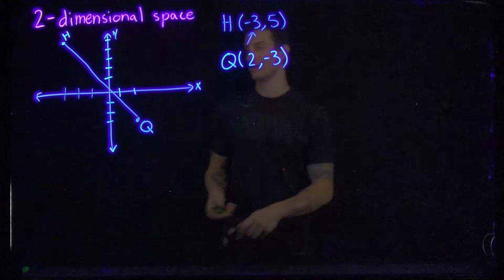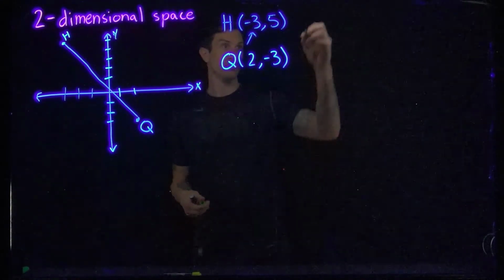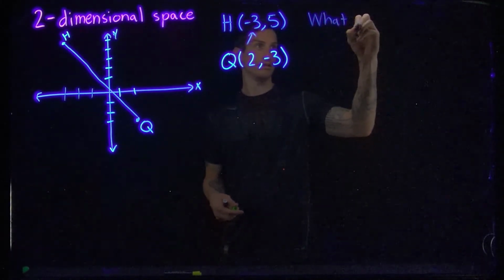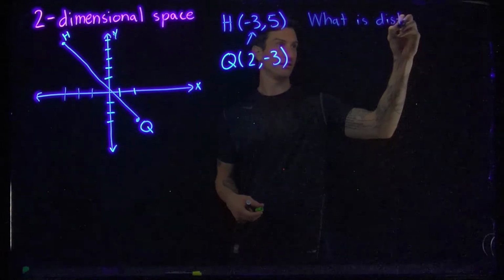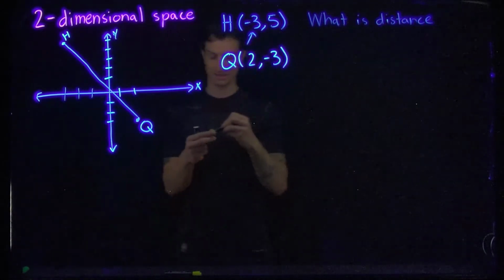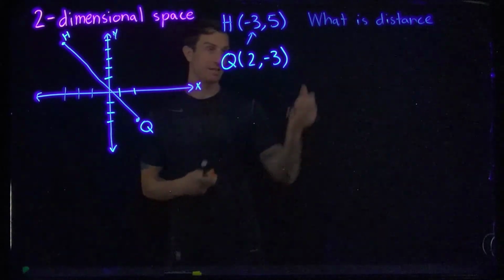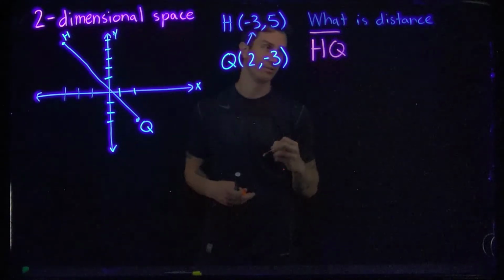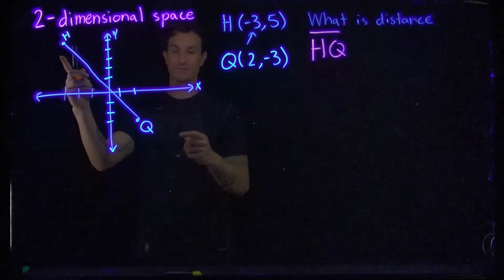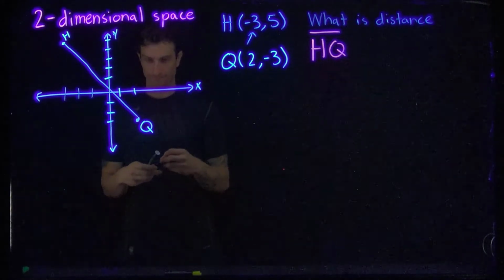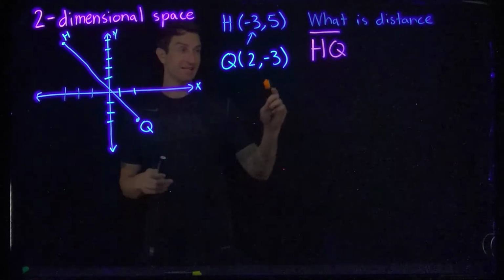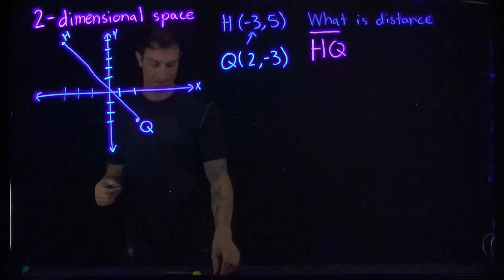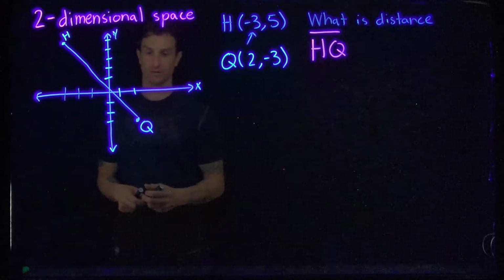And now the question of interest to us is, what is the distance? This line segment, we're going to denote as HQ with a line overhead. So we want to know the distance between H and Q. Now, there is a nice equation that goes with this, but I want to break this down because this is all coming from finding the sides of a triangle.